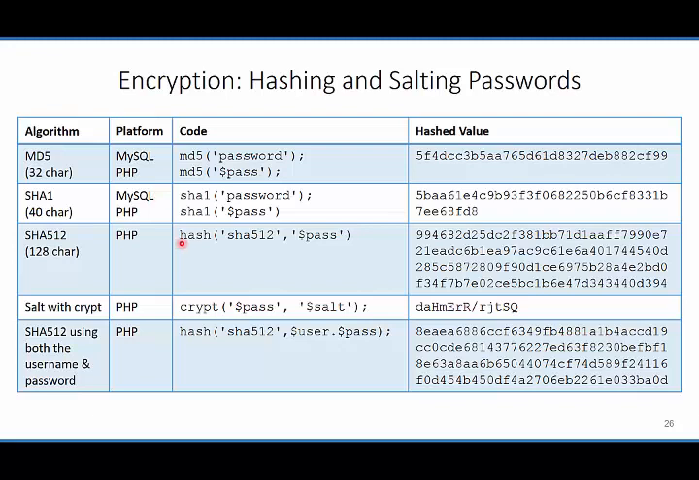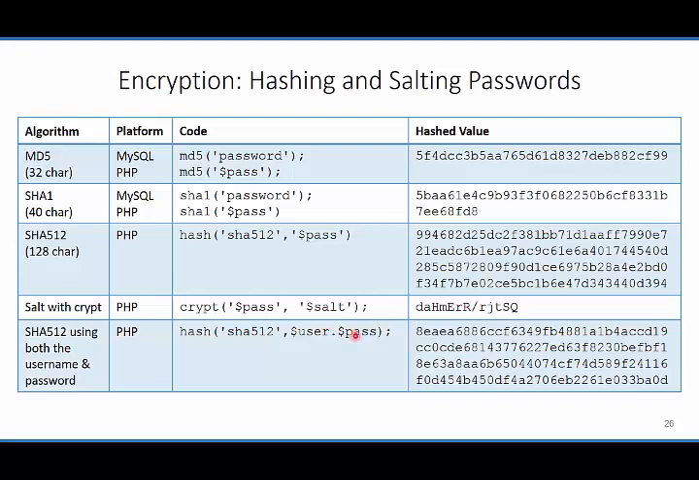So in order to do it with PHP, we would say hash and then specify the algorithm we're doing, which is SHA-512, and then the actual password that we're going to hash. You can salt with crypt using PHP as well, so we'd say crypt and then the pass and the salt, we would join those together. We could also combine the username and password before we actually hash it, so we're going to add the user and the password together as one string and then go ahead and hash that.